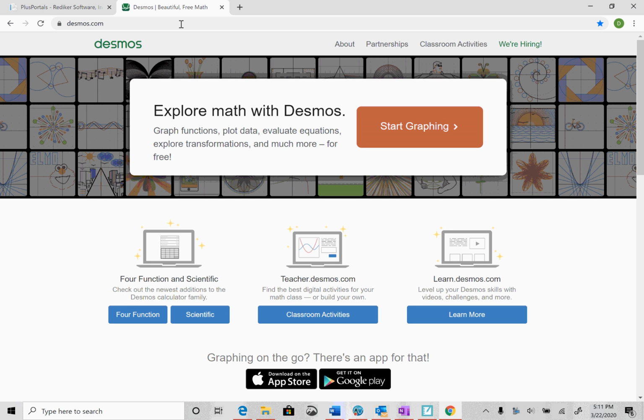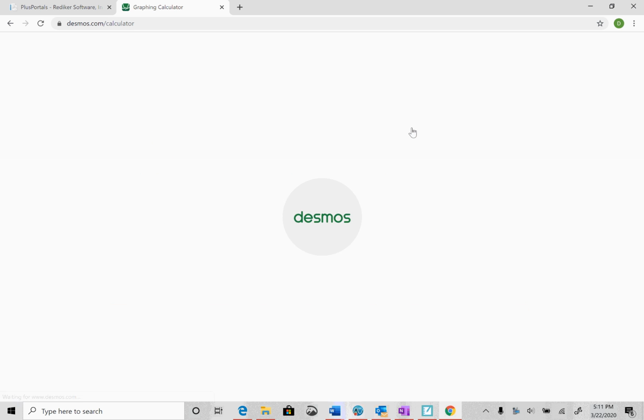And I have some other preferences when it comes to doing the geometry side of things. Desmos is terrific as an online graphing calculator. It can do amazing stuff for you. So if you've not tried this before, I suggest desmos.com, and then you click on the big red button here that says start graphing.